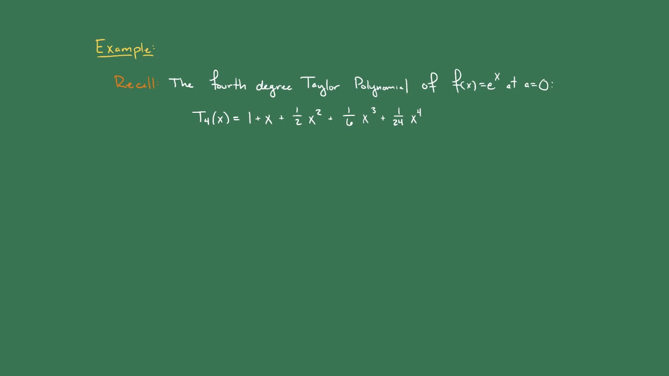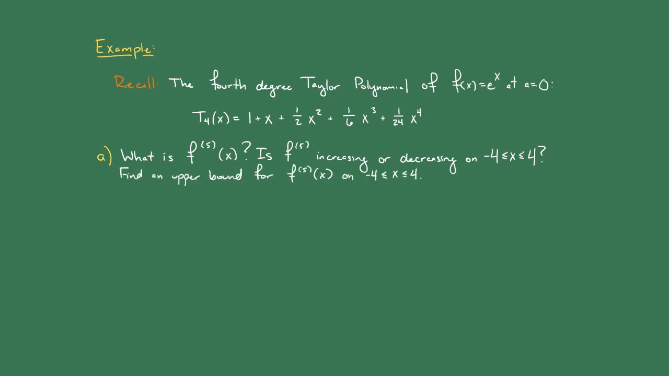The first part of Taylor's theorem involves finding a bound for the n plus first derivative of f. In our example, we're approximating with the fourth degree Taylor polynomial, so we want to find an upper bound for the fifth derivative of f. So our first problem will be, what is the fifth derivative of f? Is this derivative increasing or decreasing on the interval -4 to 4? And then find an upper bound for the fifth derivative of f on this interval.